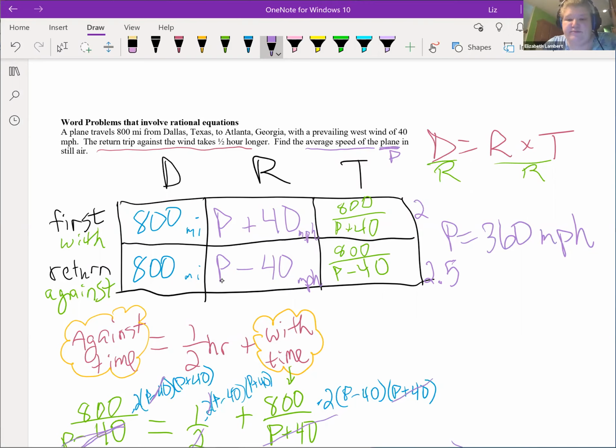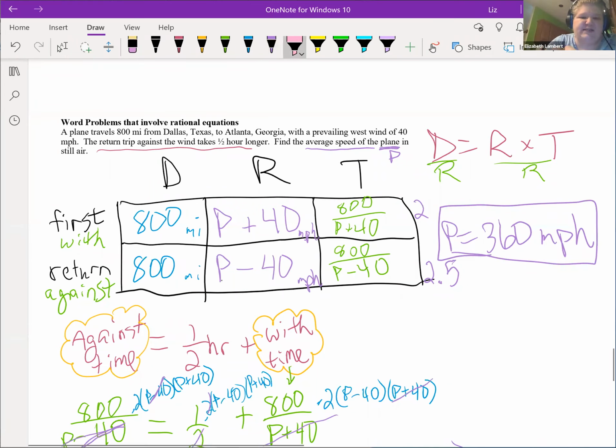All right. So there is our answer to this one. So the whole with and against, that's the part of this. And then they give you something about time. Time is what's forcing you to use fractions. And they put the variable in the speed, so you end up with variables on the bottom. So you end up with a rational equation to solve.